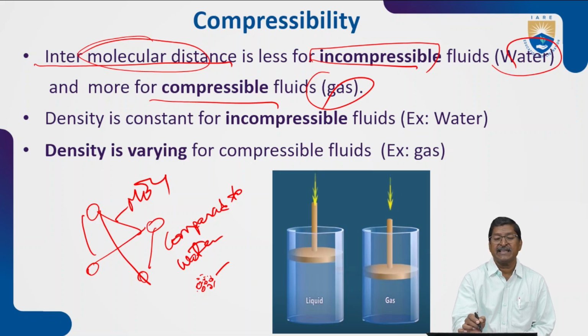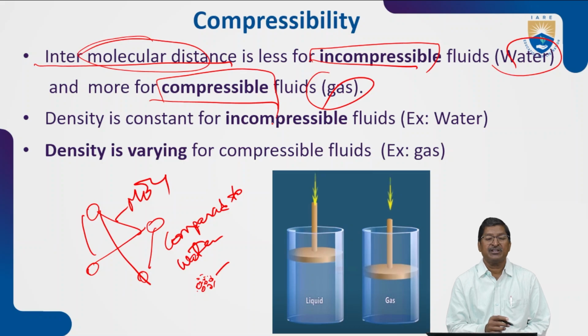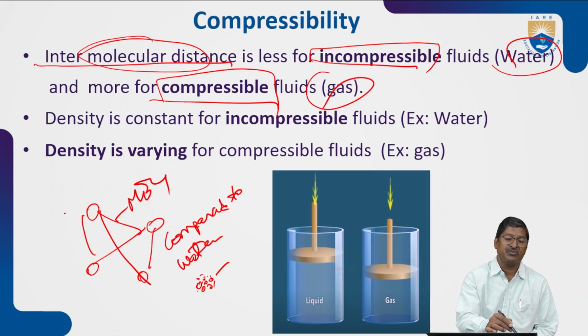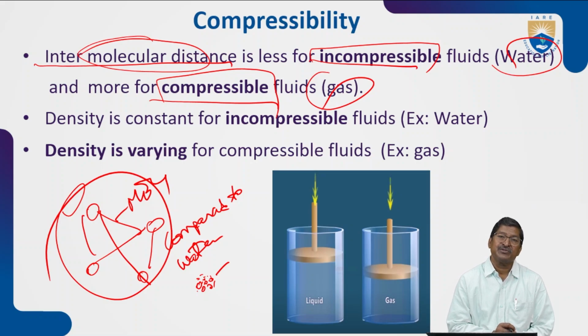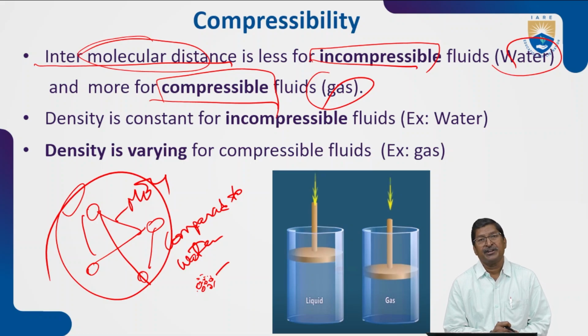That's why it is incompressible. Whereas a gas is called a compressible fluid because of the intermolecular distance, which you can see in this figure. The more the distance between the molecules, if you apply a load or pressure, it will compress a lot. So there will be more volume change in the case of gases. That's why gases are called compressible fluids. Whereas for water, the intermolecular distance is very less, so it cannot get more volume change. That's why water comes under the incompressible fluids.